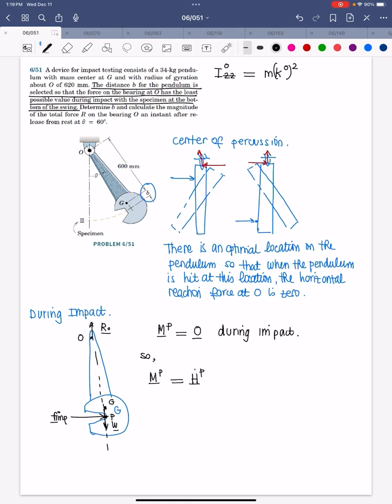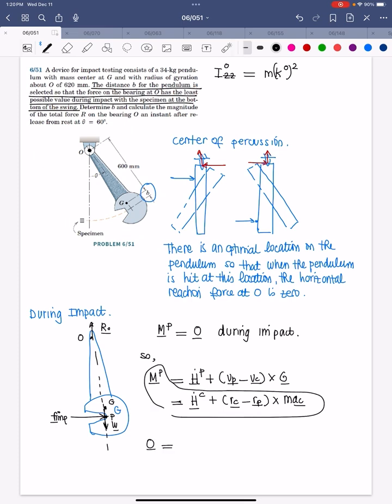m v_G, equal to H dot C plus (r_C minus r_P) crossed with m a_C. Okay, so if I use this form of the equation, and I have M_P equal to 0, then I have 0 equal to H dot C plus (r_C minus r_P) cross m a_C.